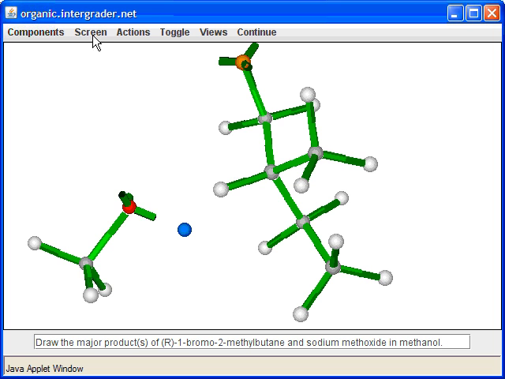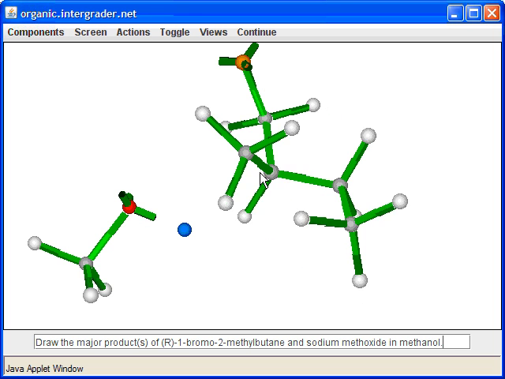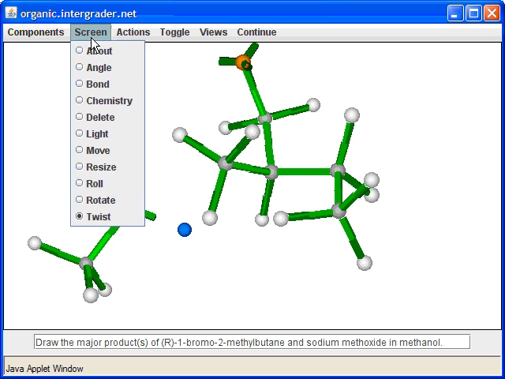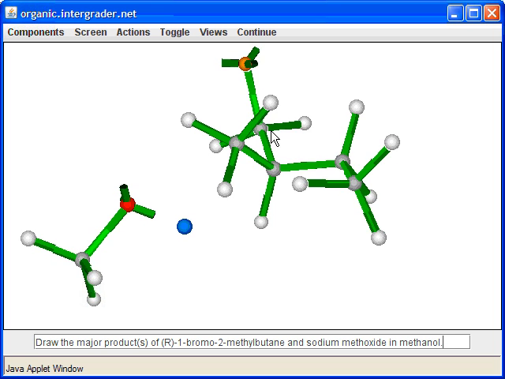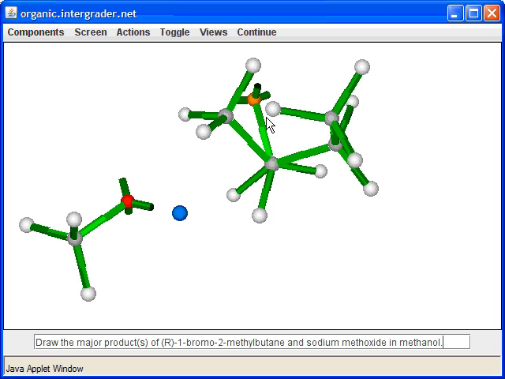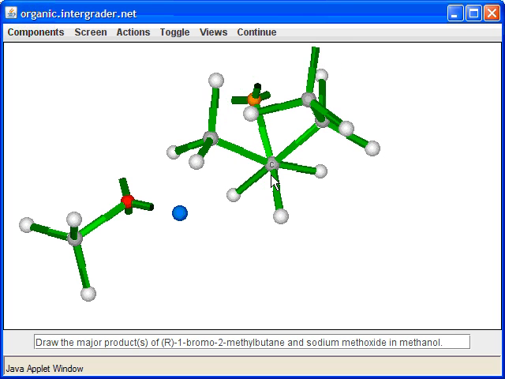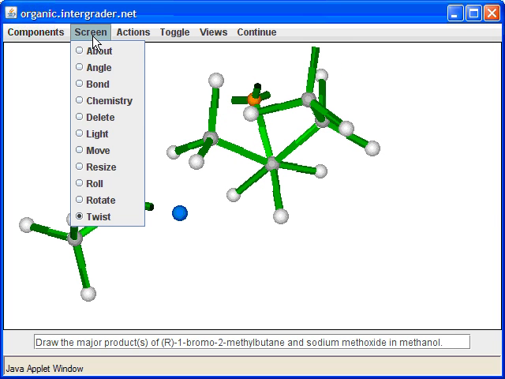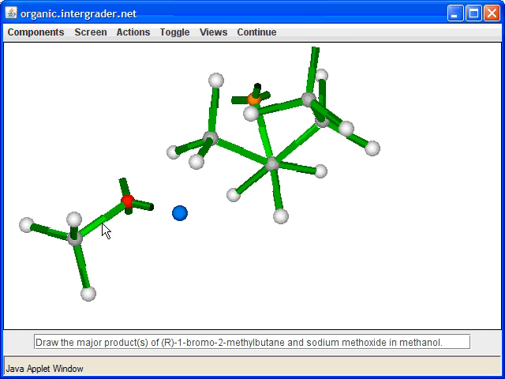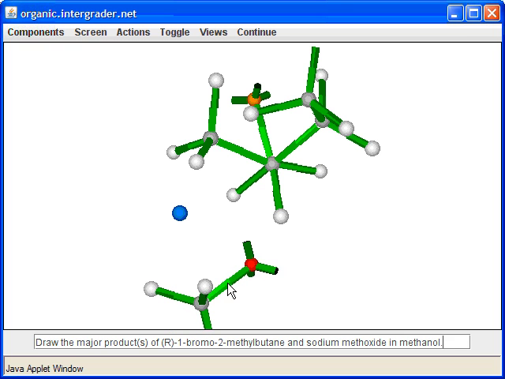So remember, to do E2 eliminations, you have to make sure that the leaving group and the vicinal hydrogen are anti to each other. So that's what I've been trying to do here. Let me twist this so it's this way, and then I'll come in with the base. Let me move this over into place. Remember, we're going to use the electrons from the base to pick up the vicinal hydrogen.